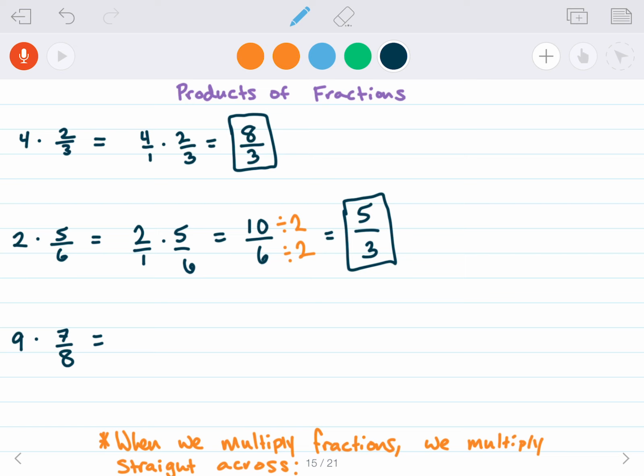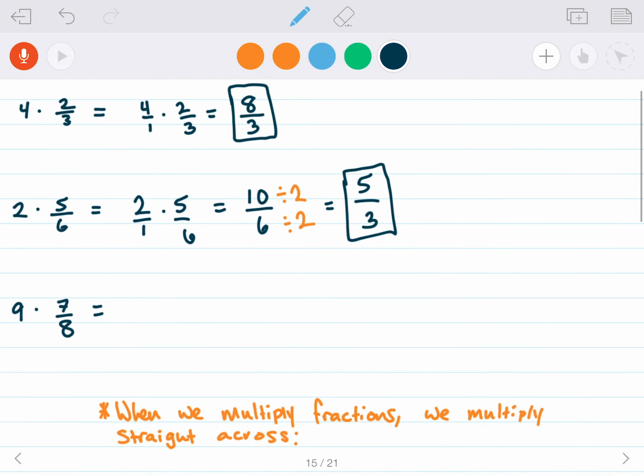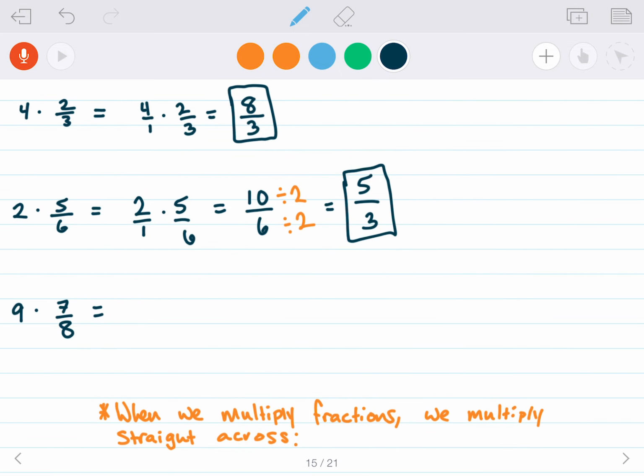Okay, so let's go ahead and look at this third one. So we have 9 times 7 over 8, which is 9 over 1 times 7 over 8. Multiply straight across, and we get 63 on top. 9 times 7 over 1 times 8 is 8. And that's our final answer because 63 over 8 cannot be reduced. We can't divide 63 and 8 by a common number and make it smaller.